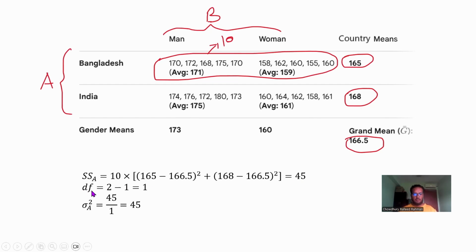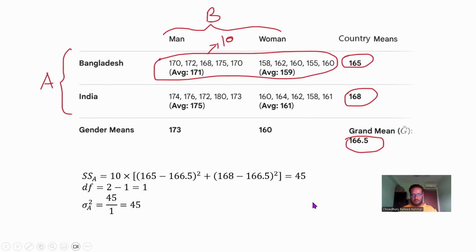What is the degrees of freedom? There are only two groupings, right? There is the mean of Bangladesh and there is the mean of India. There is the grand mean as well. So if we know one of these means and the grand mean, then we can easily derive the other one. That is why it is going to be 2 minus 1 equal to 1, because there are two things and n minus 1 is the df. And then we can get sigma A square by dividing 45 by 1, which is equal to 45.